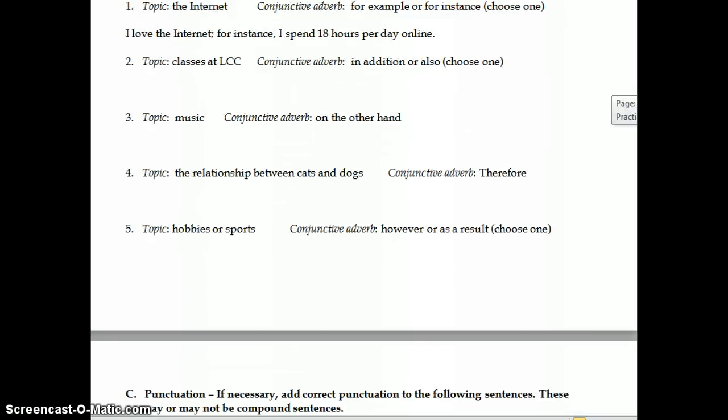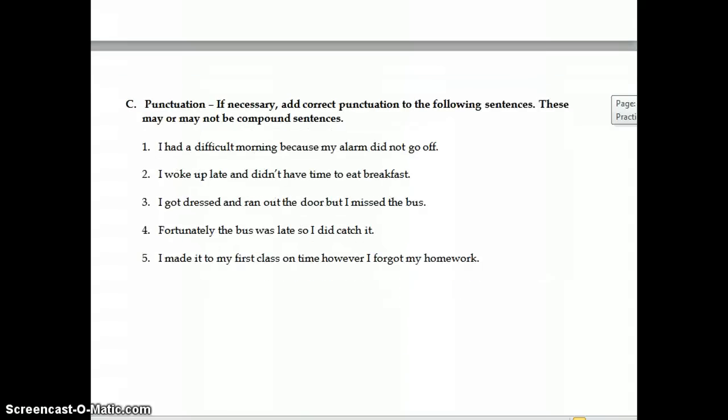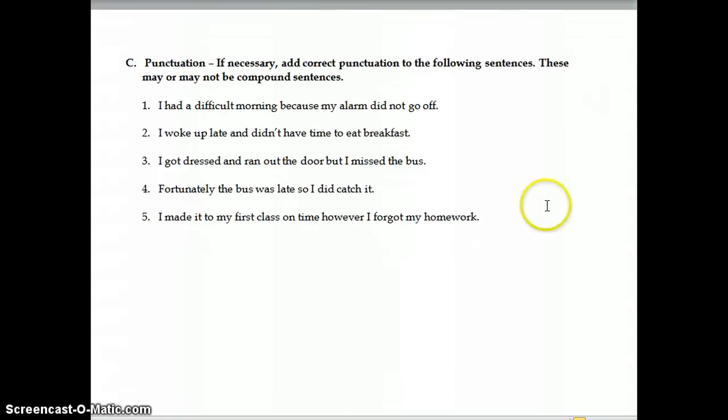So the last thing we're going to look at is punctuation. Different types of sentences require different punctuation. We'll look at a couple of examples here. I had a difficult morning because my alarm did not go off.